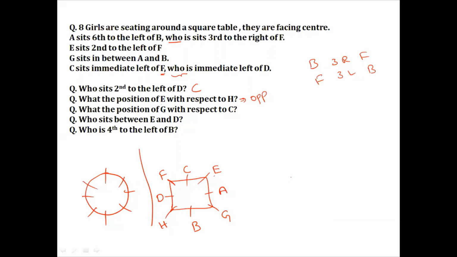Next, what's the position of G with respect to C? First left is E, second left is A, and third left. So this is third left. Next, who sits between E and D? Now here we have two people between E and D.